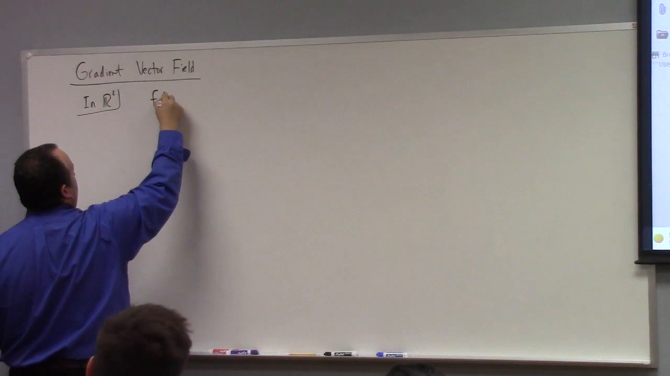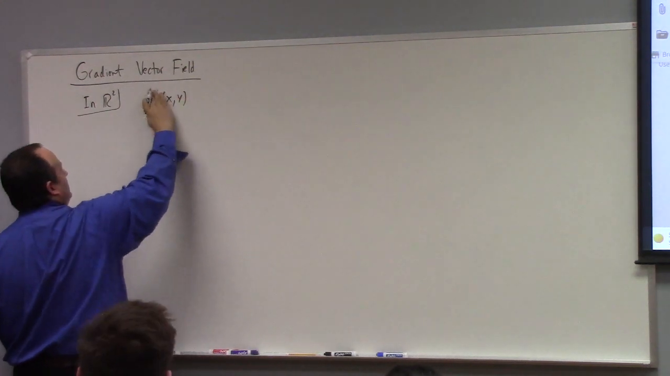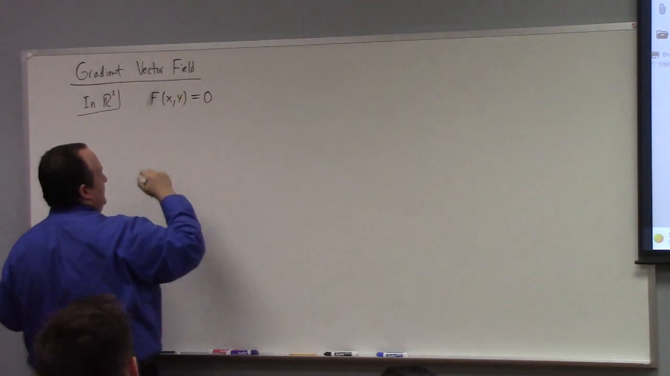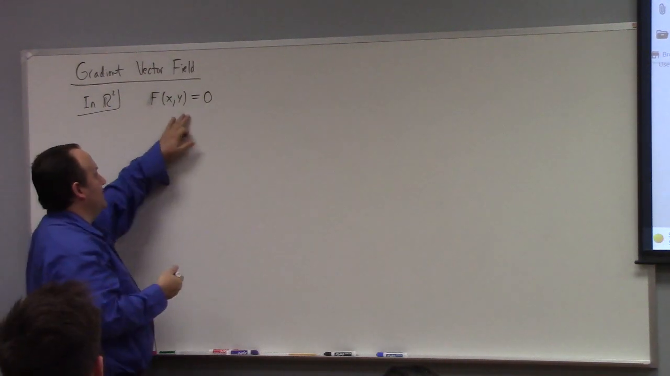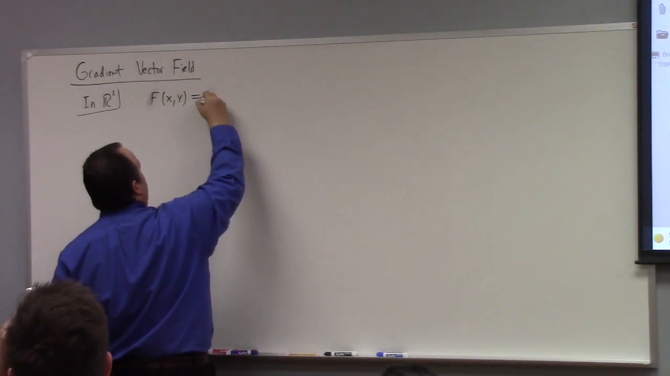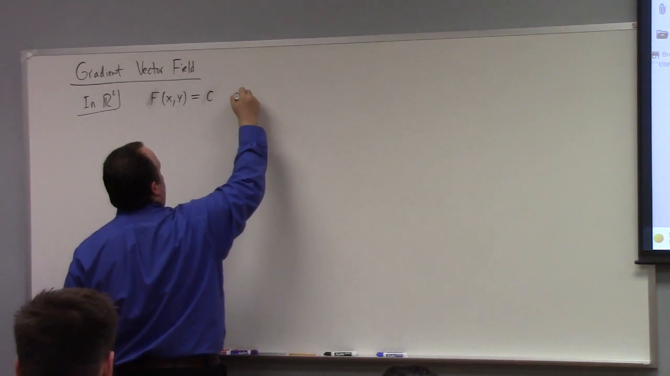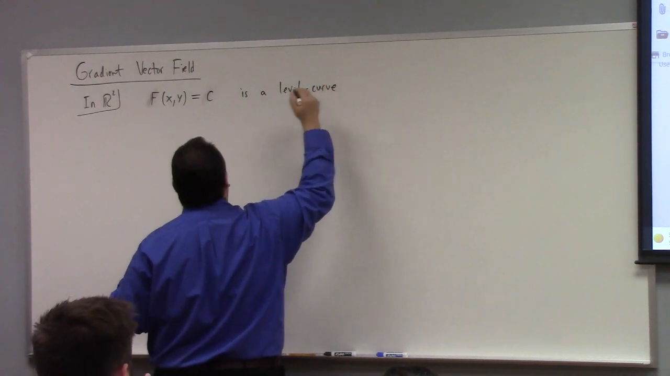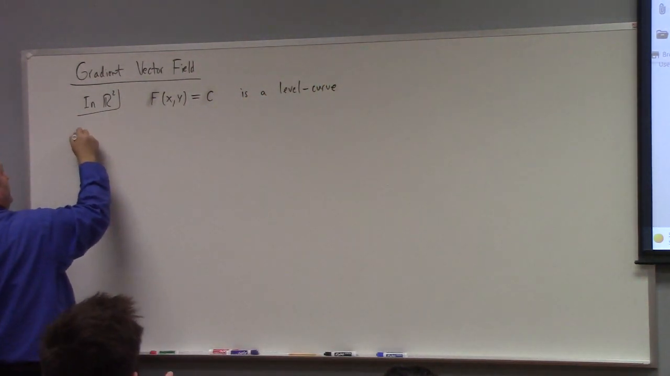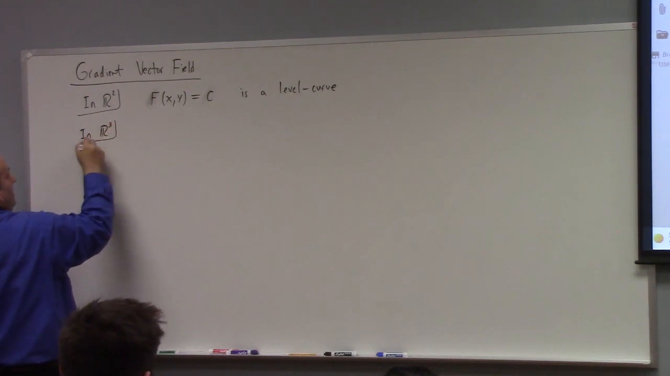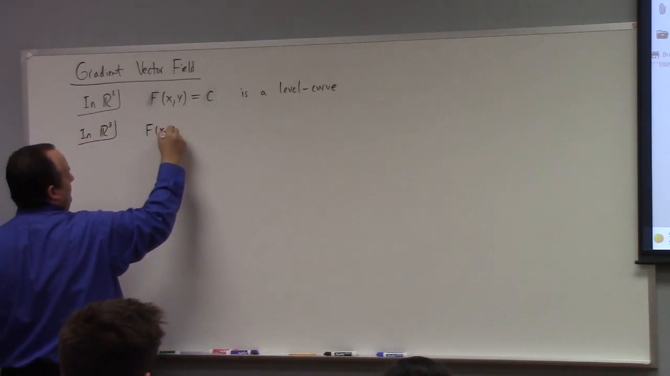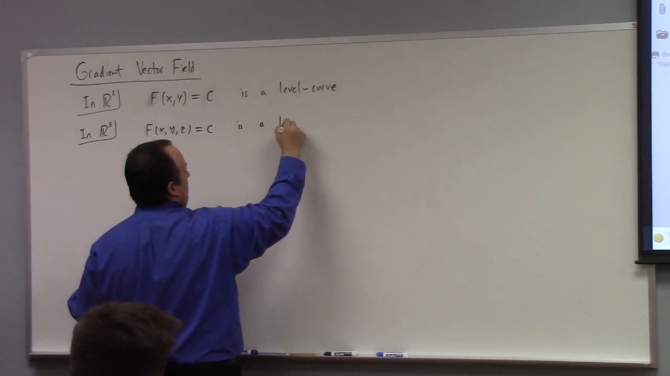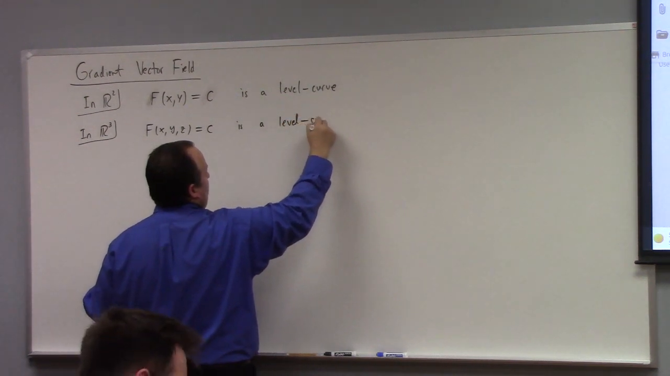If we have f of x comma y, I usually use a big F here. Big F of x comma y equals, say, 0. But you could put a constant here, right? Let me put a constant, c. This defines a what? It's a level curve. Whereas if we're in 3 dimensions, if we have F of x, y, z equal to a constant, this is what's known as a level surface.